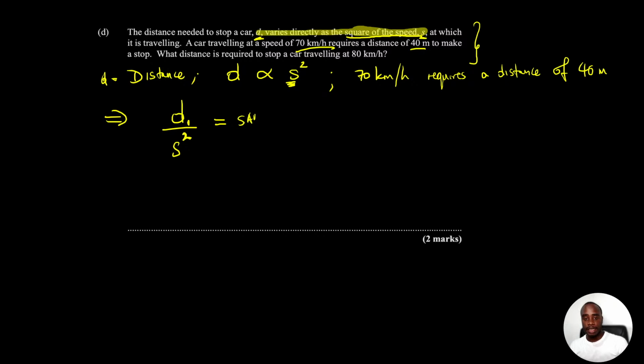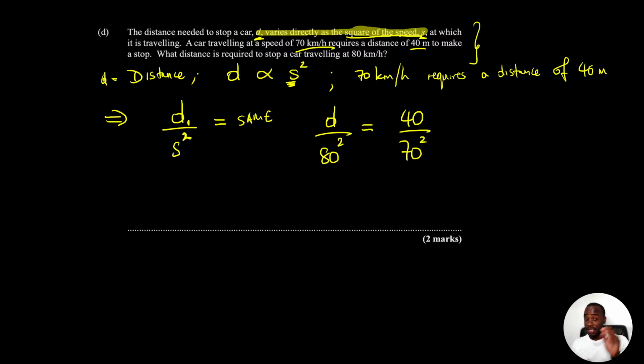So we can say that that is the same. Therefore, if you're looking for your distance for the speed squared, the distance to 80 squared, that's going to be the same as the other distance, 40 to 70 squared. That makes sense, everybody?